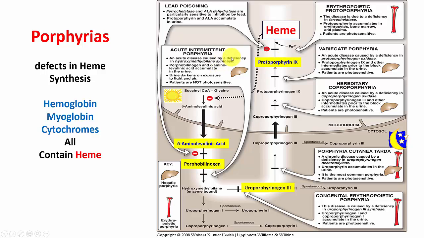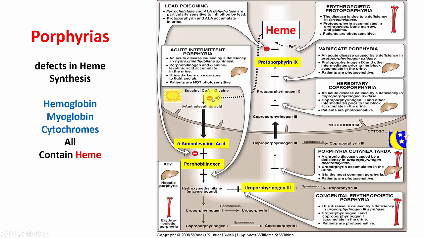enzyme. Now, the porphyrias. The first one we come to here is acute intermittent porphyria, and it's an acute disease caused by deficiency of hydroxymethylbilane synthase. And so porphobilinogen and ALA accumulate in the urine. The urine will turn dark on exposure to light and air, and patients are not photosensitive. That's why I have the sun here. They don't mind the sunlight.